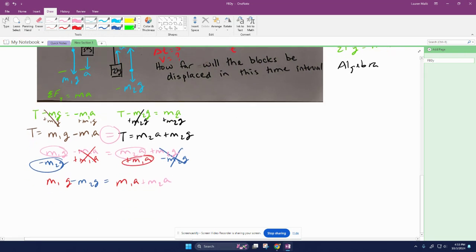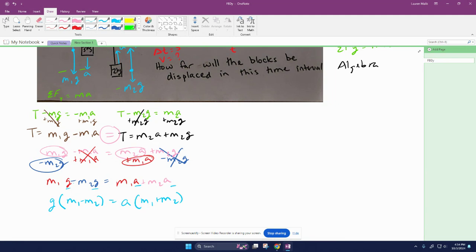Okay. What I can do is, since G is in both terms, I could factor it out so that what I'm left with is M1 minus M2. Same thing over here. A is in both terms, so I could factor it out, and I'd be left with M1 plus M2.